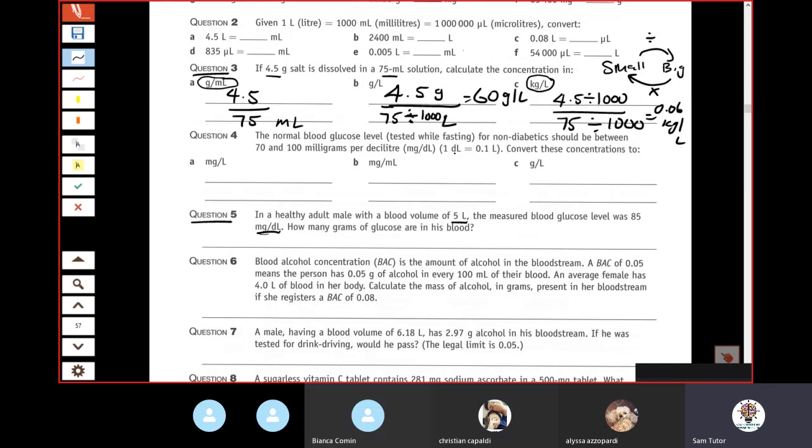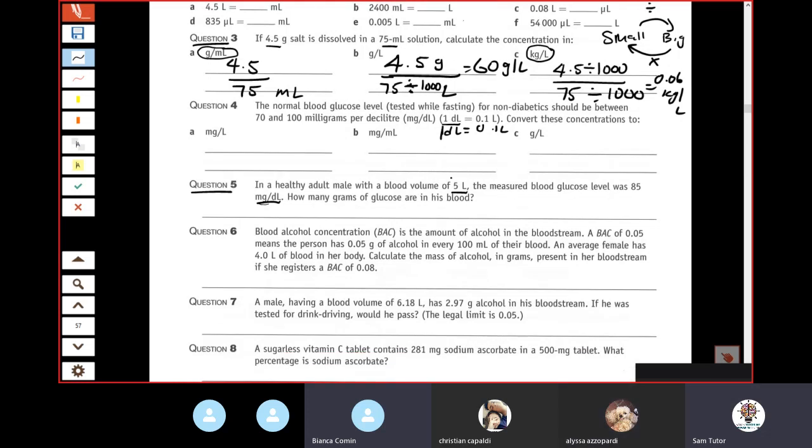So 1 deciliter is 0.1 of a liter. Thanks, Christian. In other words, 1 deciliter is 100 mils. So 1 deciliter is 100 mils. Okay. All right. Where are we?